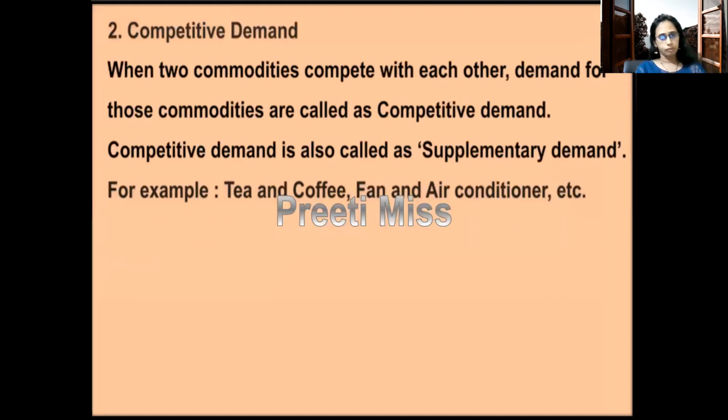The next, competitive demand. When two commodities compete with each other, demand for those commodities is called competitive. As the name suggests, competitive means competition. So if we say Tata Tea Gold and Red Label, Pepsi, Coca-Cola, these are competitive goods. They are supplementary. It's also called supplementary demand. Tea, coffee, or you can say substitute also, fan, air conditioner.